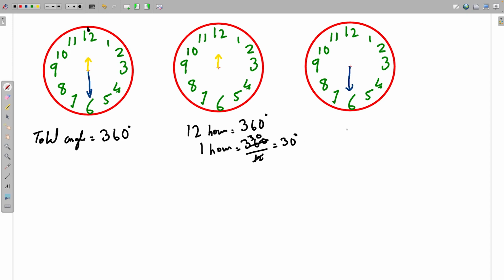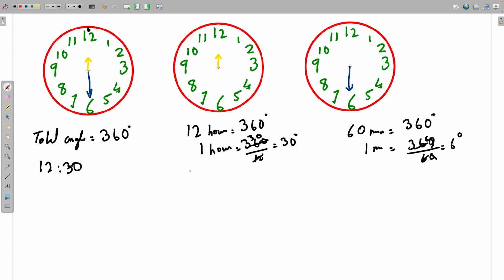Now let's come to the minute hand. The minute hand goes around in 60 minutes, that is 1 hour. So for 60 minutes, it travels 360 degrees. So for 1 minute, it travels 360 by 60, which is 6 degrees. Now, what we are interested in finding is the angle at 12:30. The time is 12:30.